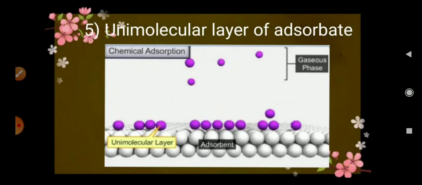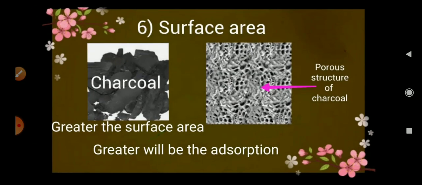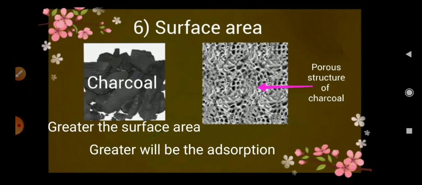In this, only unimolecular layers of adsorbate get adsorbed on the surface of the adsorbent. But we have learnt that in physical adsorption, multimolecular layers can be formed, but here only unimolecular layers of adsorbate get adsorbed. As we learned in physical adsorption, the greater the surface area, the greater will be the extent of adsorption. In the same way, chemical adsorption also depends upon the surface area. Greater the surface area, greater will be the extent of adsorption. Therefore, charcoal is used as a very good adsorbent because of its porous structure. That means greater surface area.